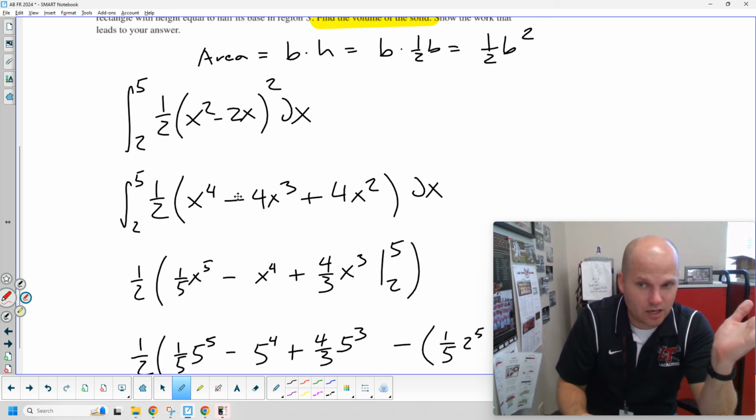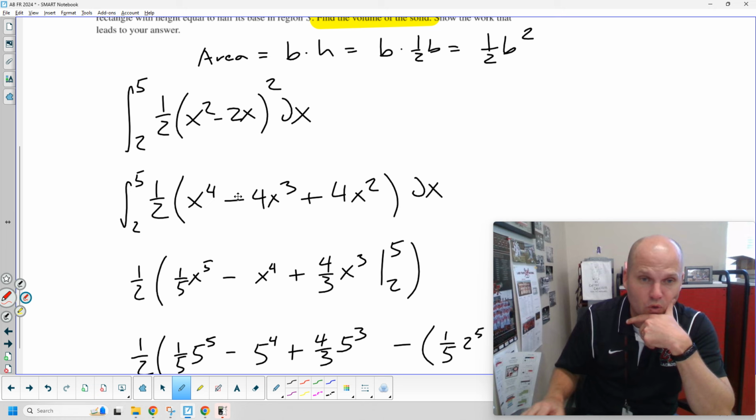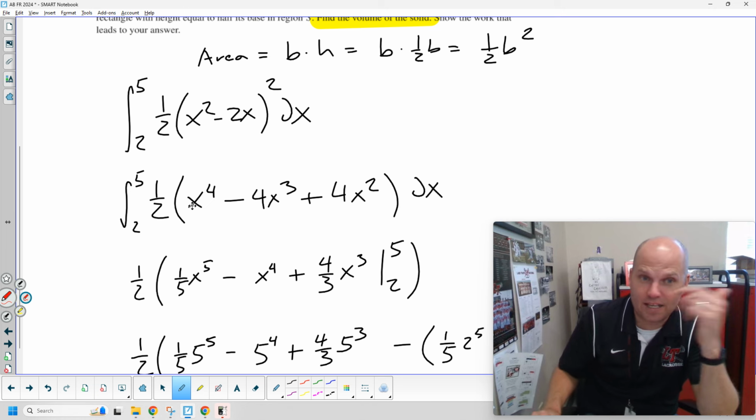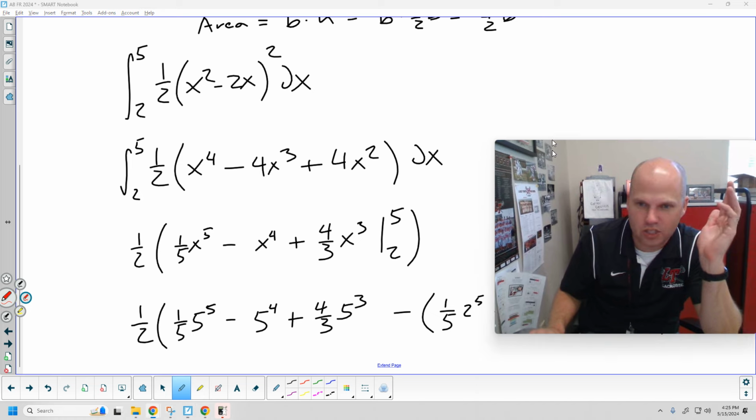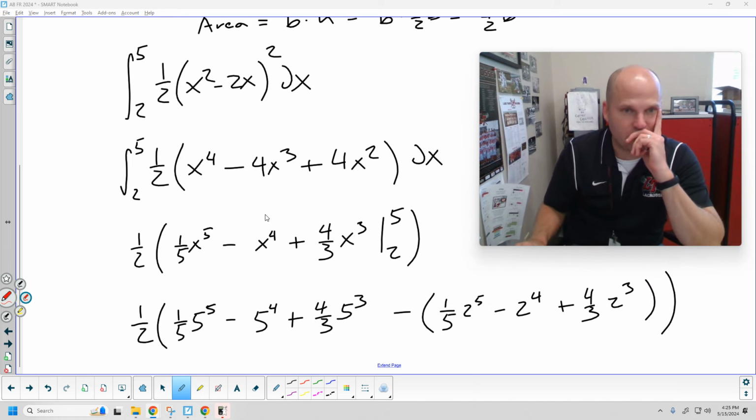It's not something we did on our test, but it is something that we've seen before and we've done a lot of. We get x to the fourth minus 4x cubed plus 4x squared. And now look at this. This is why I was really shocked by this question.